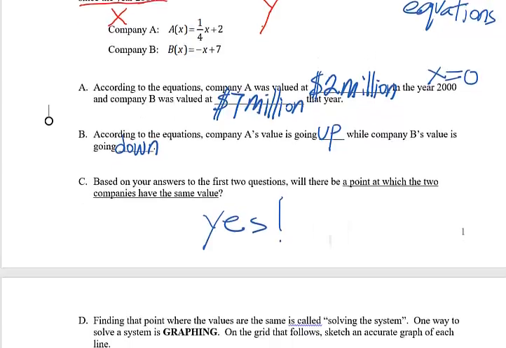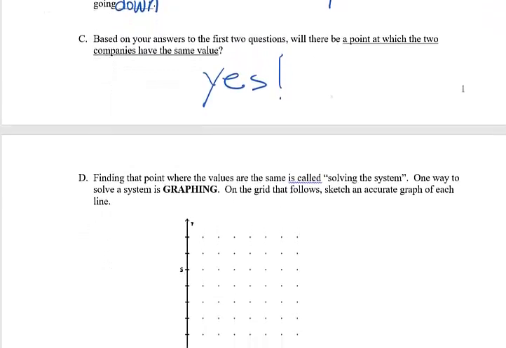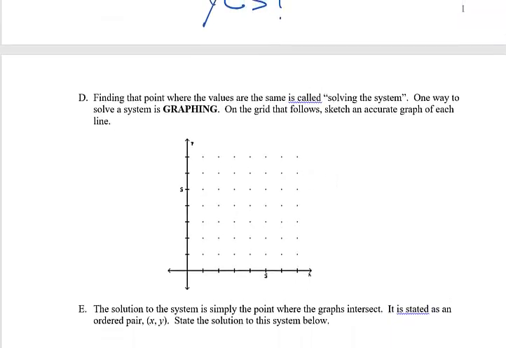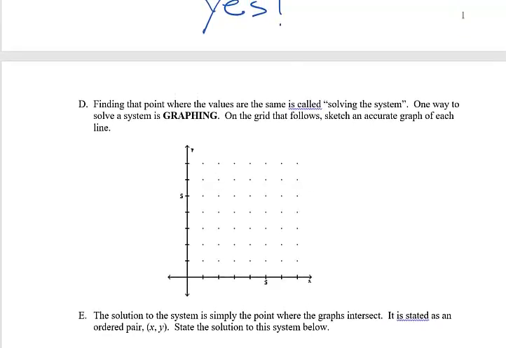And then down to part D. Part D says to find that point, that special point where the values turn out to be the same, that's called solving this system of equations. And as we said, we're going to demonstrate right now the graphing method. To do the graphing method by hand, you would begin by simply drawing an accurate graph of each line. In other words, we're going to have two lines on this one picture.